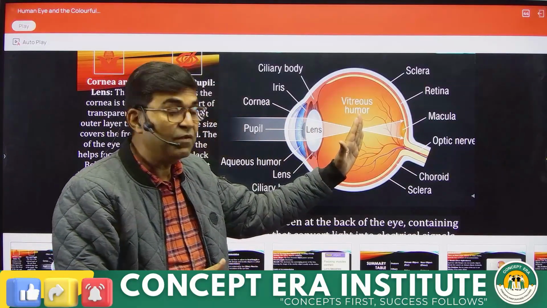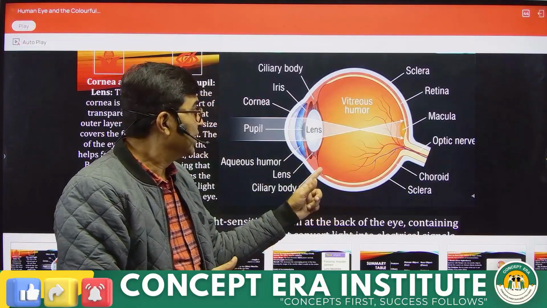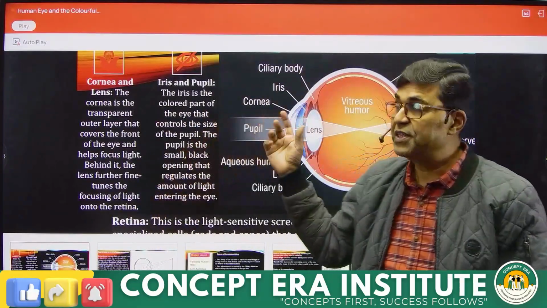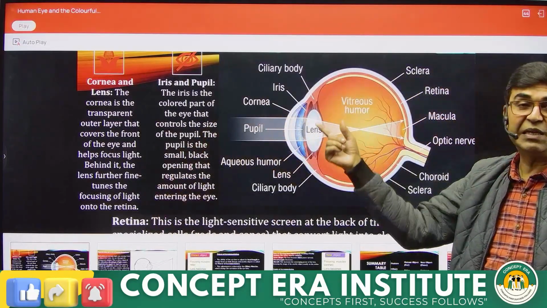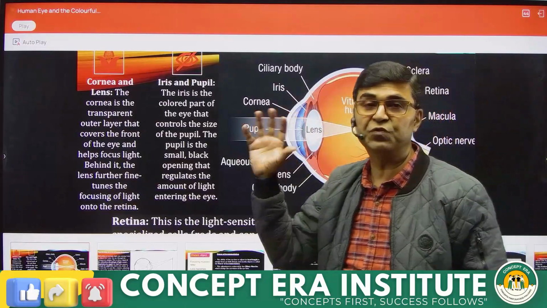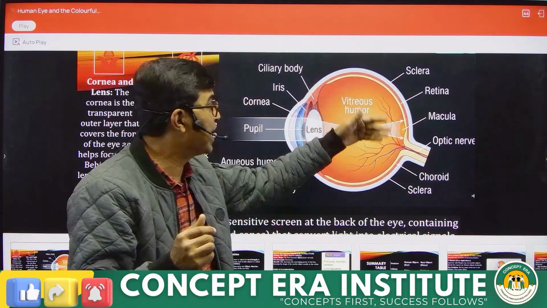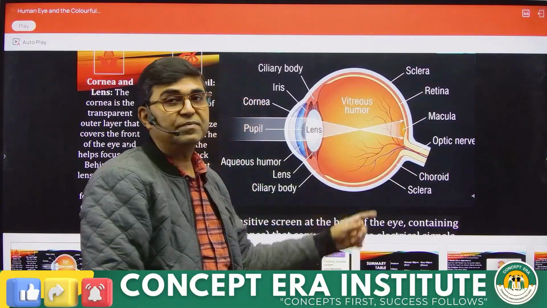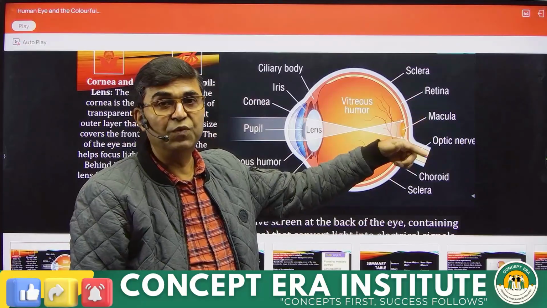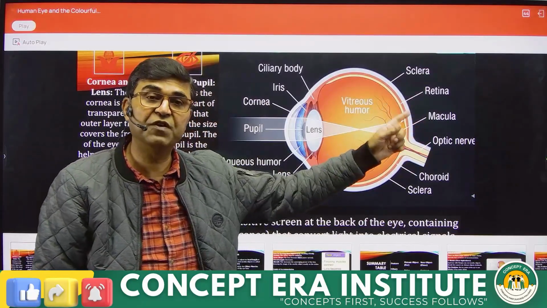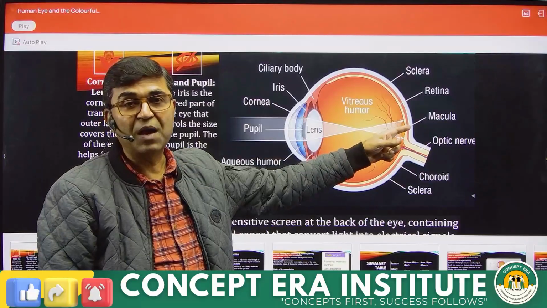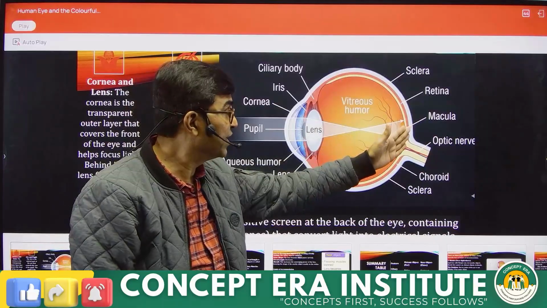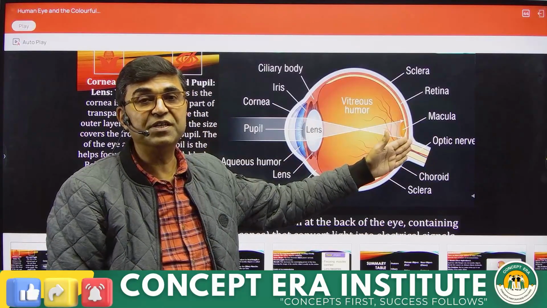Even further, there is vitreous humor. It's a transparent jelly-like substance which makes the shape of the eye constant. The shape of the eye becomes spherical due to this. And at the back, this yellow portion, that's the retina, where the image is formed, which plays the role of a photographic film in a normal camera. This retina is the place where the actual image formation takes place.